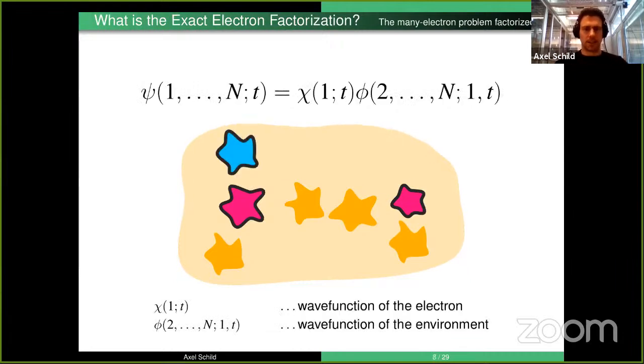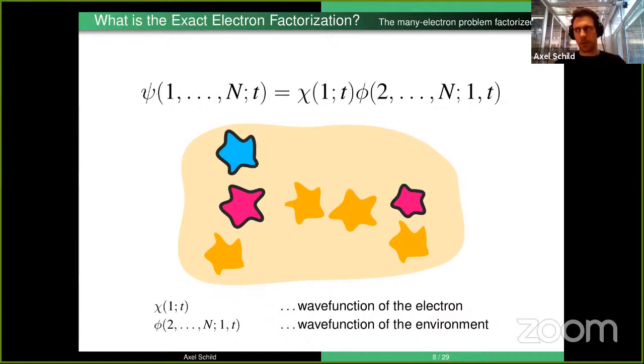And now the idea is that we write our many electron wave function as such a product. And this is a product of a one electron wave function and an n-1 electron wave function, which describes the environment. So I'm coloring one of these electrons blue here. I'm saying this is the electron that I want to look at. And all the other electrons now constitute the environment for this one electron. And the chi is the wave function of this one electron, and the phi is the wave function of all the other electrons.